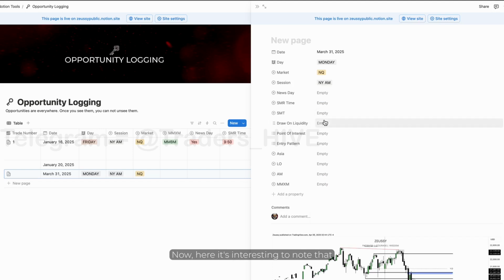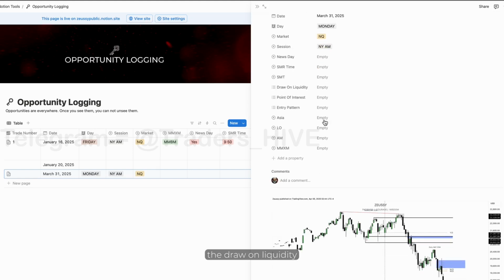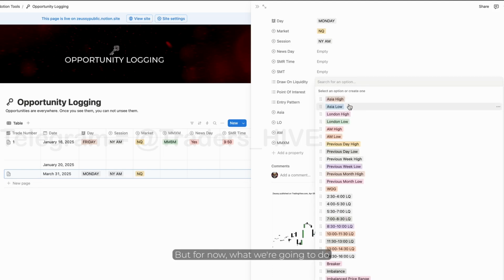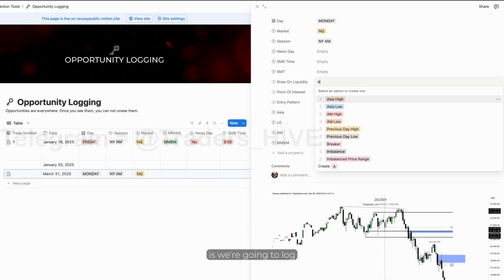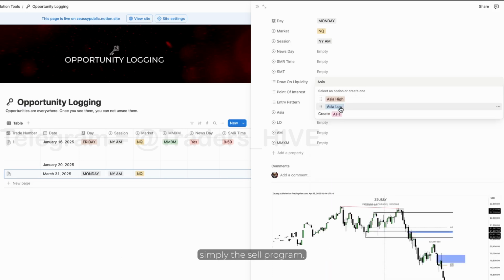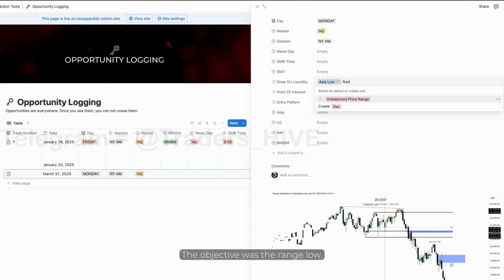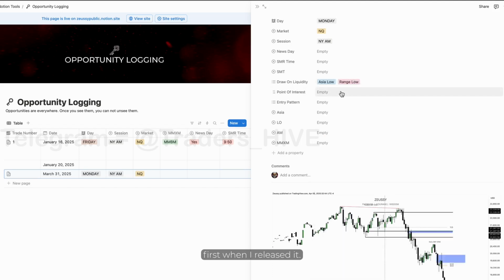Now, here it's interesting to note that the draw on liquidity could be that 90,000 price level for the sell program, and it could also be, for example, the buy liquidity pool for that buy program afterwards. But for now, what we're going to do is log simply the sell program. So the Asia low was the draw on liquidity, and what was the objective? The objective was the range low, and this is something which I did not put in the Notion database at first when I released it.